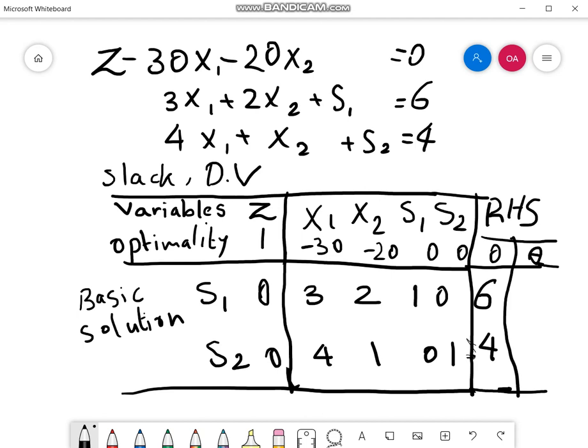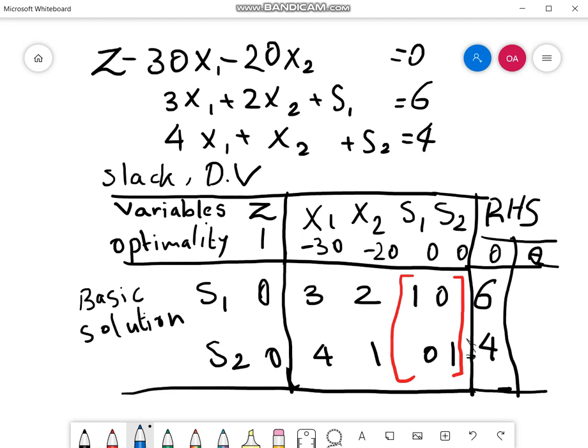Okay. So the same logic applies here. Look at this matrix. This is the identity matrix. So it says S1 equals 1 and S2 equals 4. So X1 and X2 equal 0 right now.